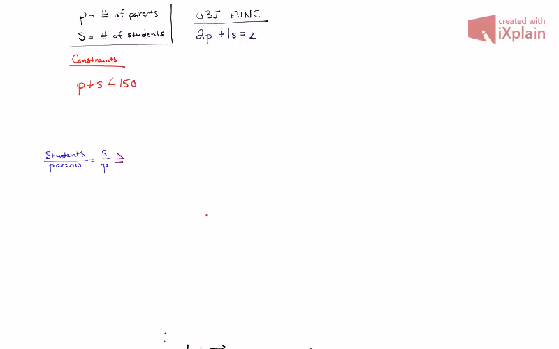So I know that the ratio that I'm going to experience here is 1 student per 2 parents. I can do a little bit of work here and maybe bring this to something a little bit more familiar. So what I'm going to go ahead and do is I'm going to cross multiply.